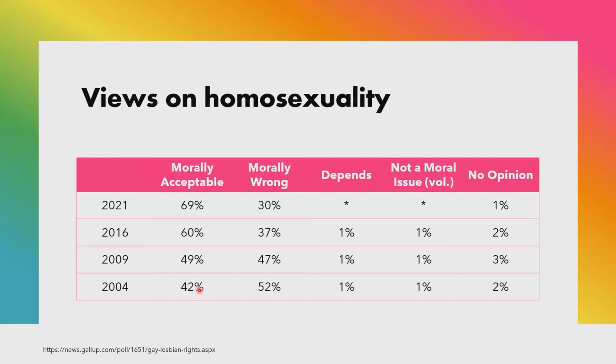Not today, but back in 2021, hopefully it's gotten a little bit better here. 69% of the public believed it to be morally acceptable, where 30% thought it to be morally wrong, and there was no opinion on 1%. Looking back to 2016, we can see that we have actually gone up. It came from 60%, and then in 2009 we were only at 49%, 2004 at 42%. So there has been a very significant spike. We're moving in the right direction, and we need to keep on this upward trend, right?